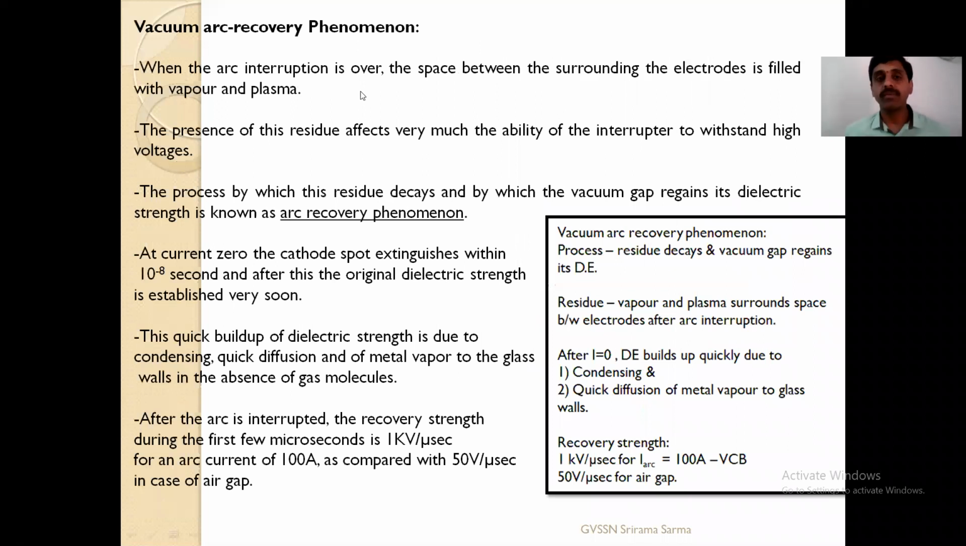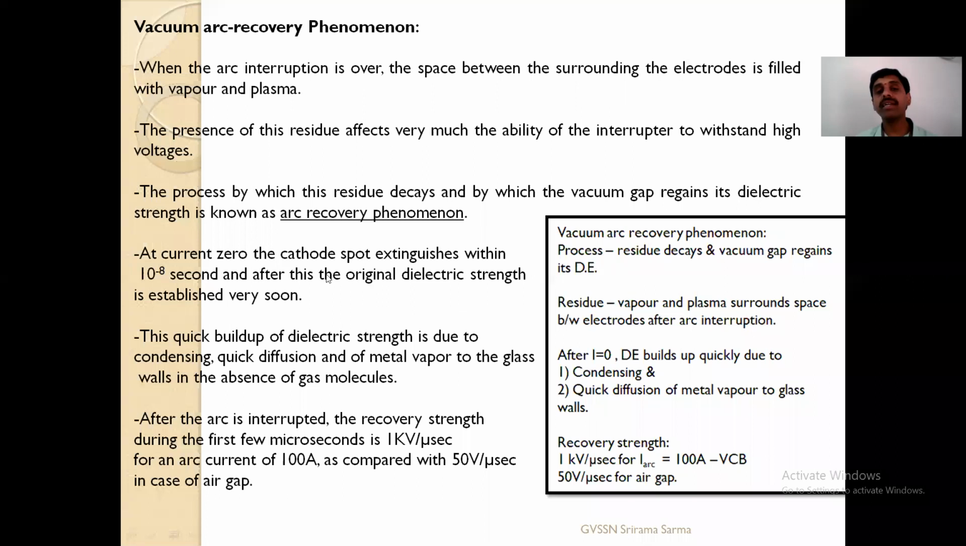Now, vacuum arc recovery phenomena. The recovery phenomena means the cooling. When arc interruption is over, what happens? The space between the surrounding electrodes is filled with vapor and plasma. The presence of this residue affects very much the ability of the interrupter to withstand high voltages. So these residues must be cleared as quickly as possible. The process by which this residue decays, by which the vacuum gap regains its dielectric strength, is known as the arc recovery phenomenon.